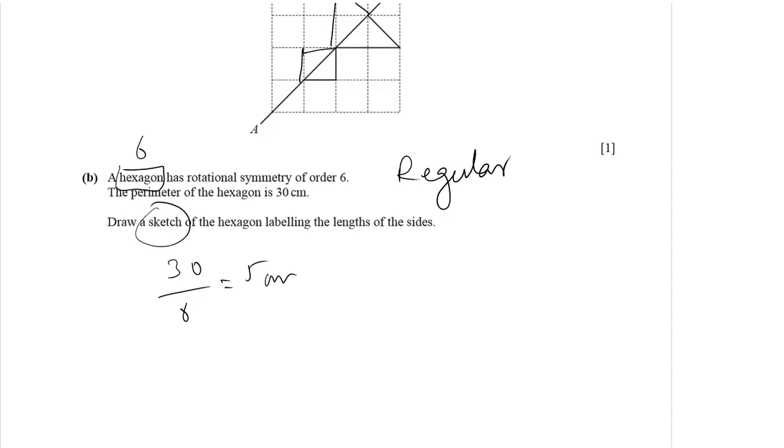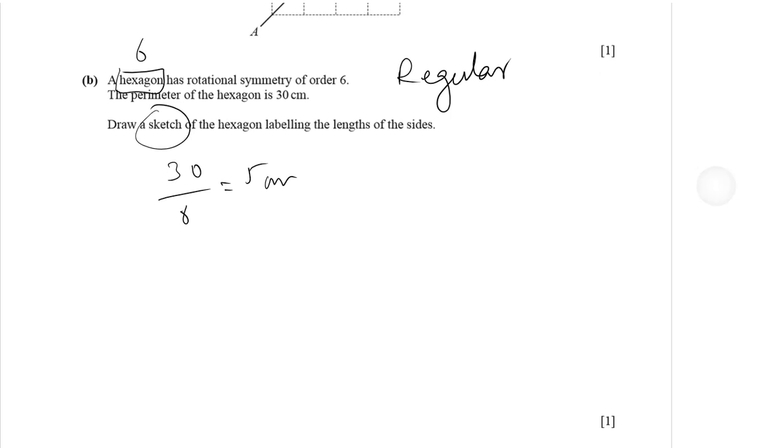Now we have to draw the sketch. Whenever the word sketch is used, you do not need to draw it exactly. You just need to give the idea. So we will just show that it is a regular hexagon, all sides same, and every side would be 5 centimeter.